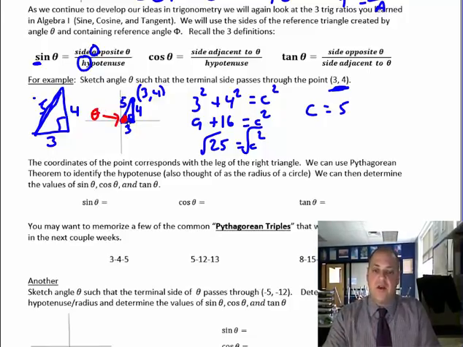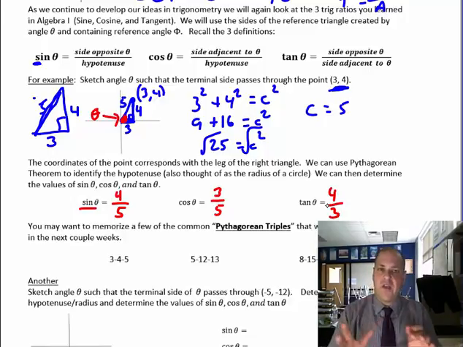That's angle theta. So based on theta, sine is opposite over hypotenuse. We've got to use the definition. Opposite is 4 over the hypotenuse, which is 5. 4 over 5. The cosine is the adjacent over the hypotenuse. The adjacent is 3, and the hypotenuse is 5. So 3 over 5. The tangent is opposite over adjacent. Opposite is 4, adjacent is 3, 4 over 3.